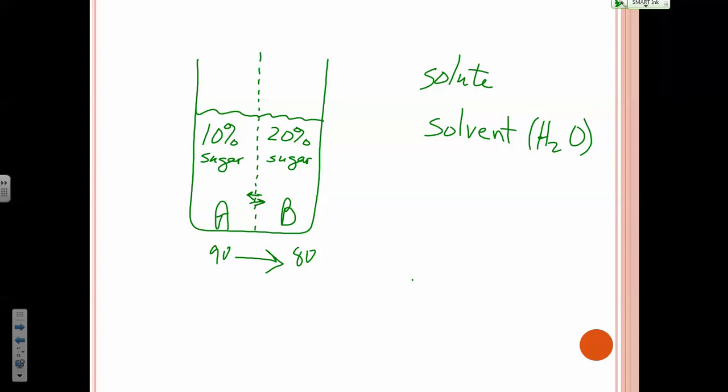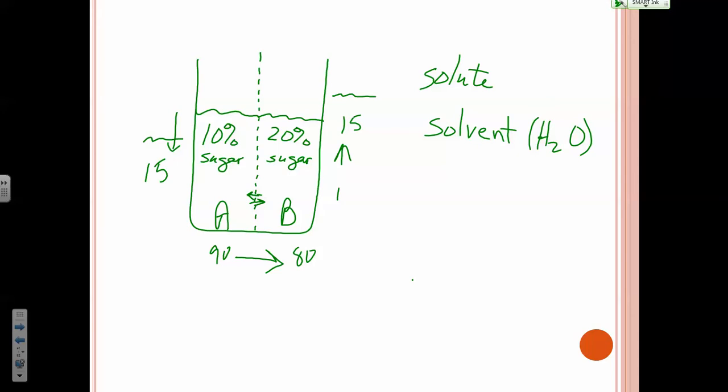Okay, and then over time, this level is going to rise and this level will drop, but it'll even them out so they're both like 15% sugar, 15% solute, because one side's gaining water, so it's becoming more diluted. The other side's losing water, therefore it's becoming more concentrated.